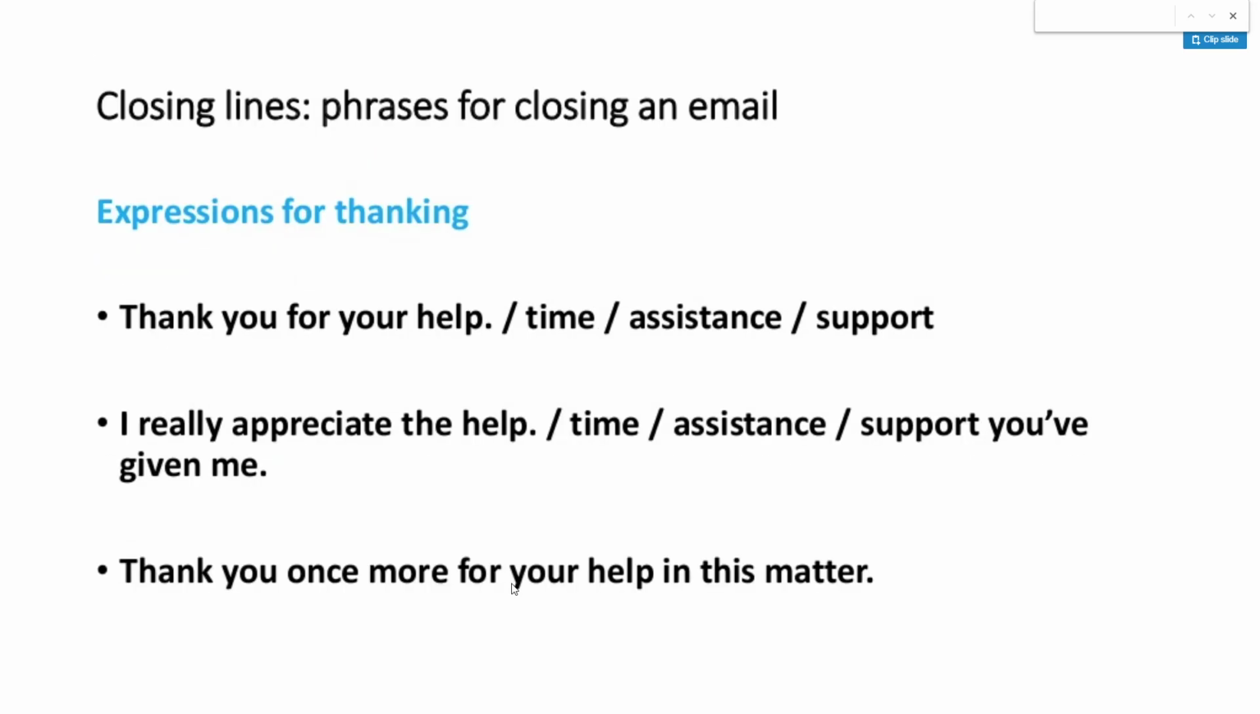Closing lines. Expressions for thanking. Thank you for your help. Well, that's a useful one. Thank you for your time. Thank you for your assistance. Thank you for your support. I really appreciate the help. I really appreciate the time. I really appreciate the assistance. I really appreciate the support you've given me. Thank you once more for your help in this matter.